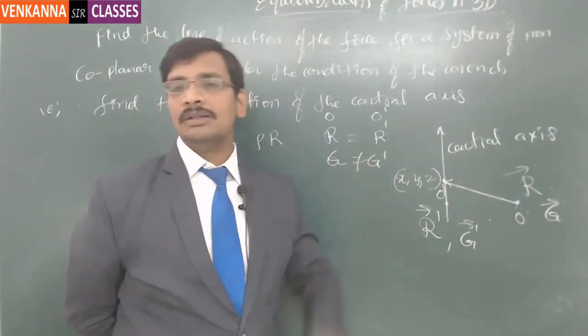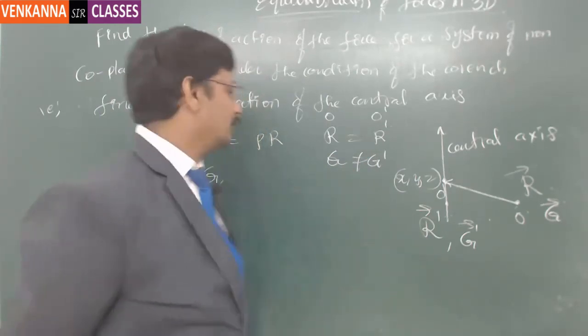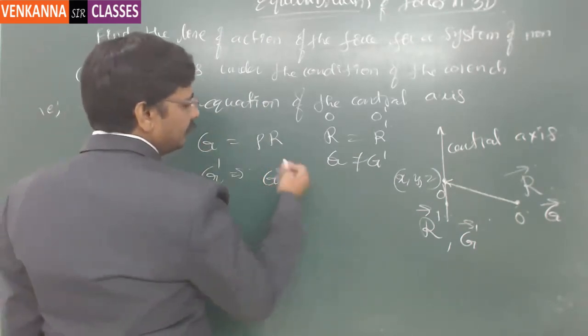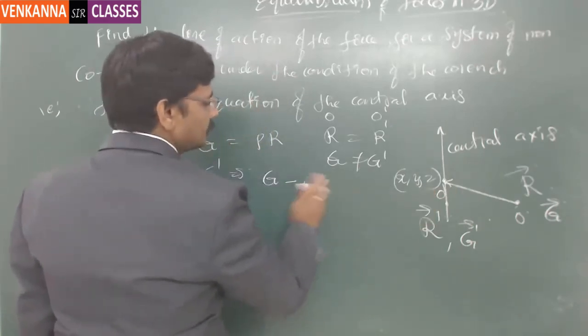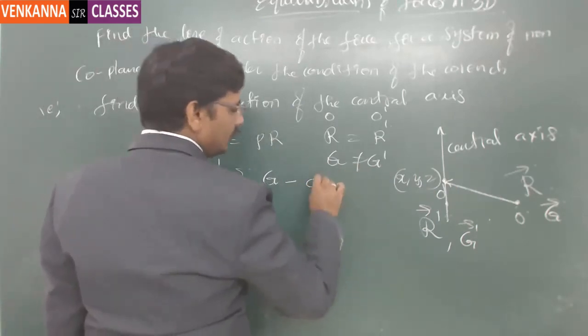Moments are dependent on the position vector, right? So G dash value is completely different. Now G dash is equal to, we already learned, G minus C cross the resulting force R, where this vector from O to O dash we called C.